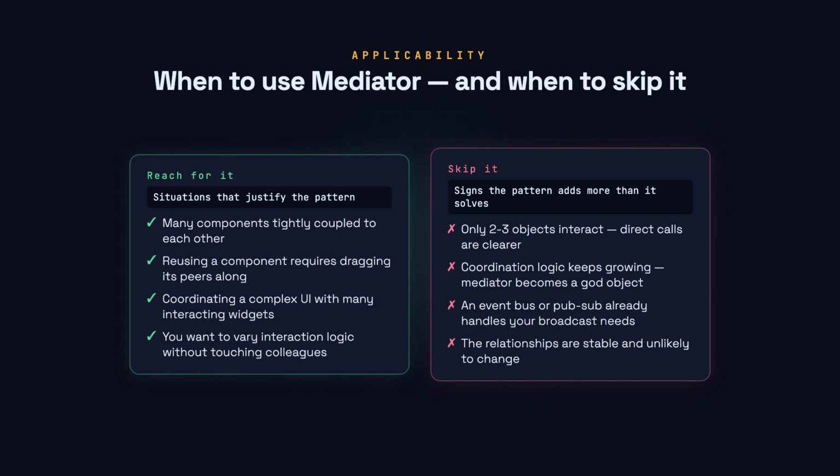Skip it when the interaction is simple and stable. Three classes talking directly is far easier to read than an indirection layer nobody asked for. Also watch out if your mediator keeps growing. That is the god object warning sign. And at that point, splitting it into smaller mediators or switching to an event bus is usually the right call.